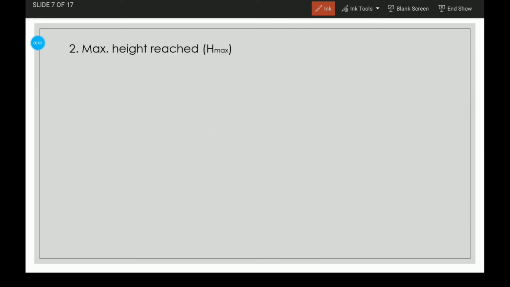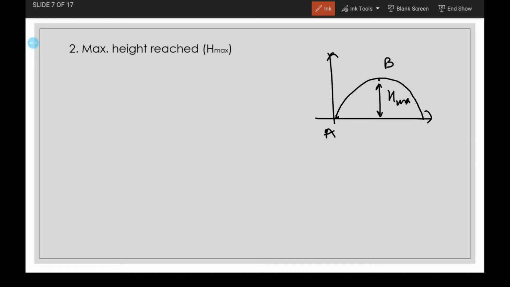Number 2. Let us talk about the maximum height reached by the projectile. In this situation, let us take 2 points. This is point A, this is point B, that is the highest point. This is h max. So from point A to point B, let me use the third equation of motion, that is vy square, the final velocity in y direction, minus uy square, the initial velocity. Now this initial velocity is u sin theta. This is equal to 2a h.